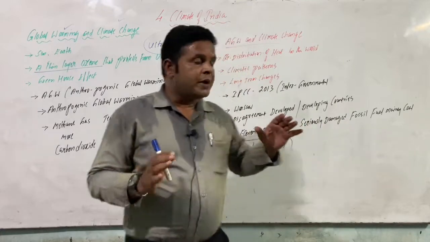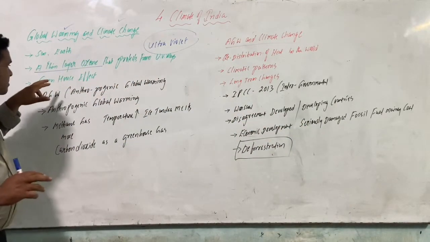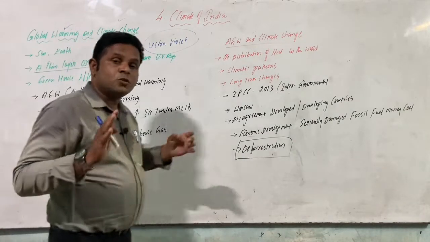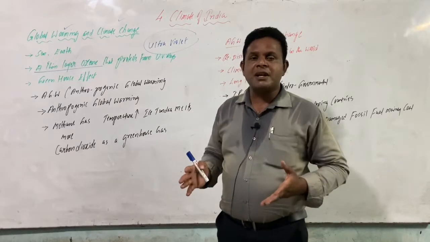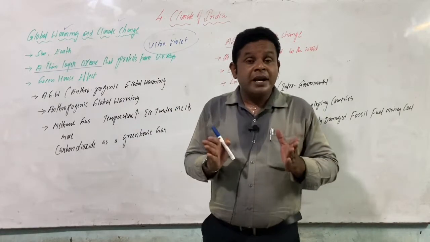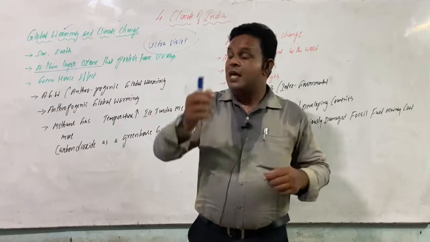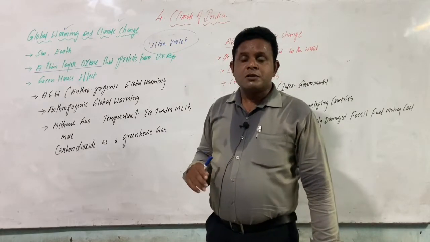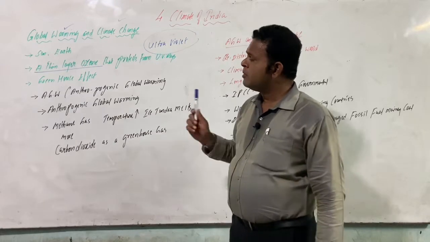So it makes us clear how global warming and climate change make an impact, through the greenhouse effect. That is how we can protect our environment, maintaining ecological balance. You have to move from imbalance to balance, that is what it says. In this connection, AGW, anthropogenic global warming.